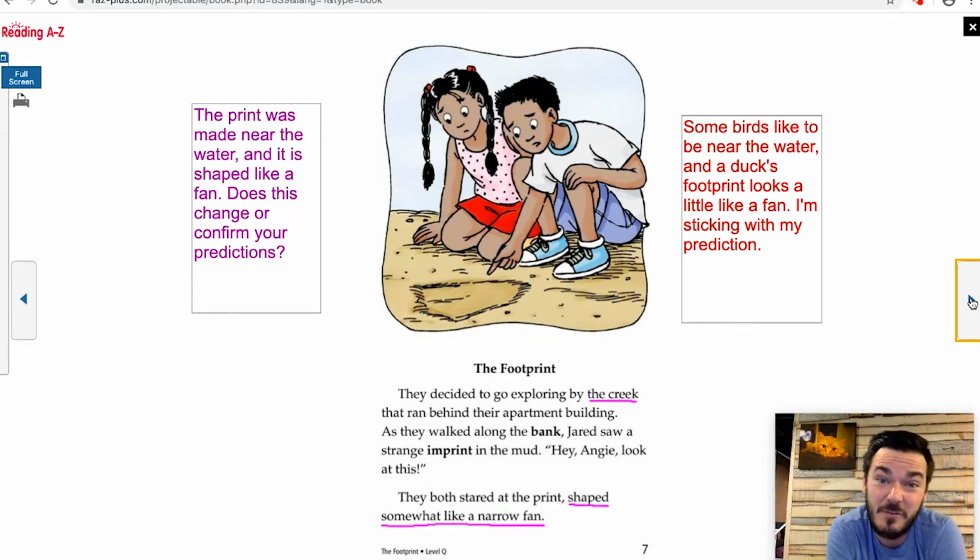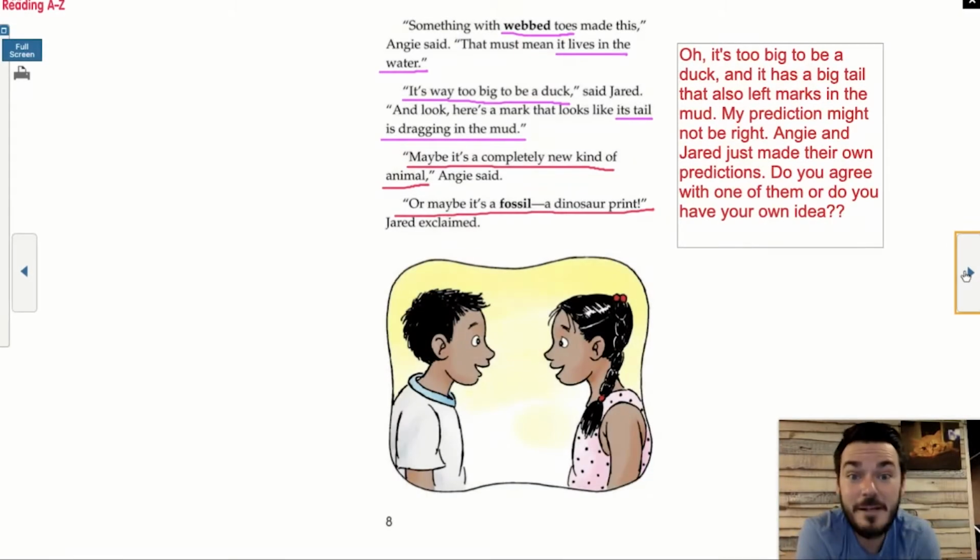Remember, my prediction was that it was a bird. Some birds like to be near the water, and a duck's footprint looks a little like a fan. So I think I'm sticking with my prediction for now. How about you?